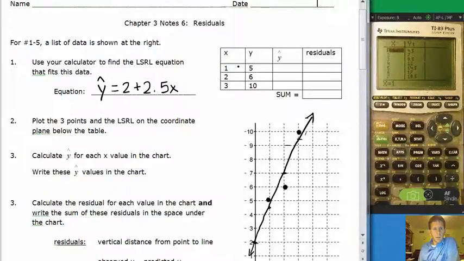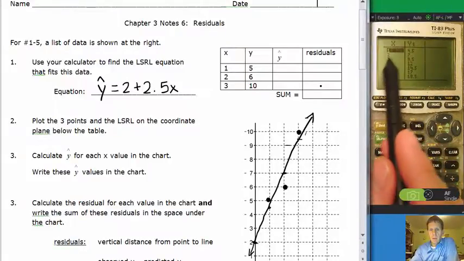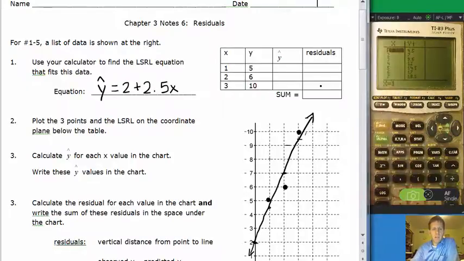So we have our equation: y hat equals 2 plus 2.5x. Don't forget the little hat above the y right here. We have our graph of our points, (1, 5), (2, 6), and (3, 10). And we have the line that goes through these points pretty well. Again, I'm using the table that you see on the calculator screen here. I plotted some points and used those to help me graph this line.